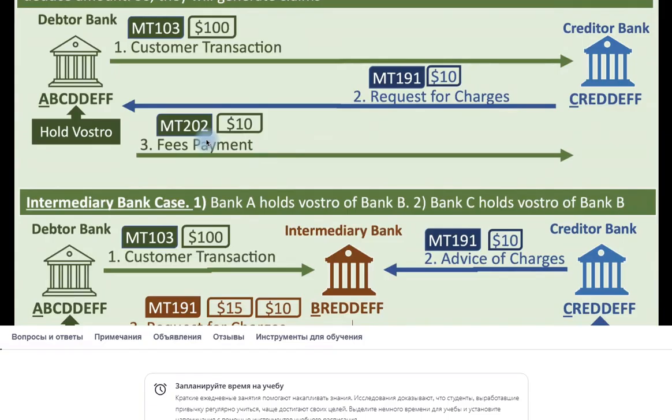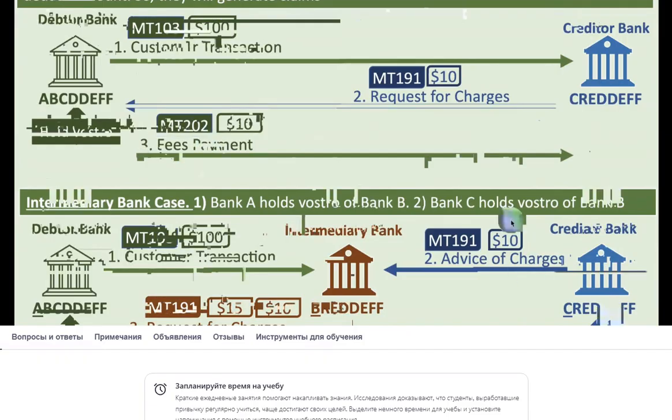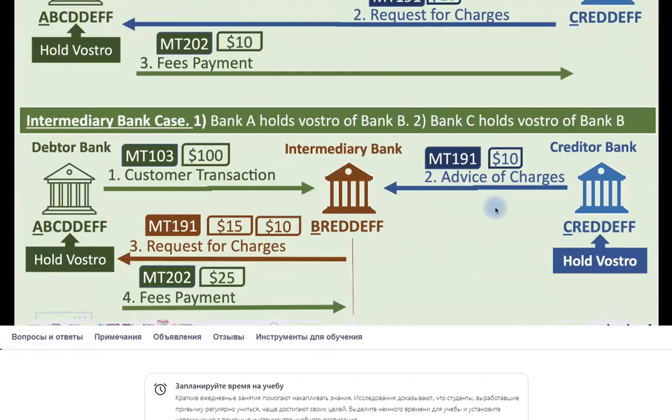Now let's deep dive into the subsequent case, the intermediary scenario. Here there is a bank A, there is a bank B in between, and there is a bank C. Bank C is holding the bank B account, while bank A is holding the bank B account. So the customer instruction flows from bank A to bank B. Bank B credits the account of bank C or informs him that this amount has been received. Now bank C says that I need an additional $10, and then they will send the advice for it.